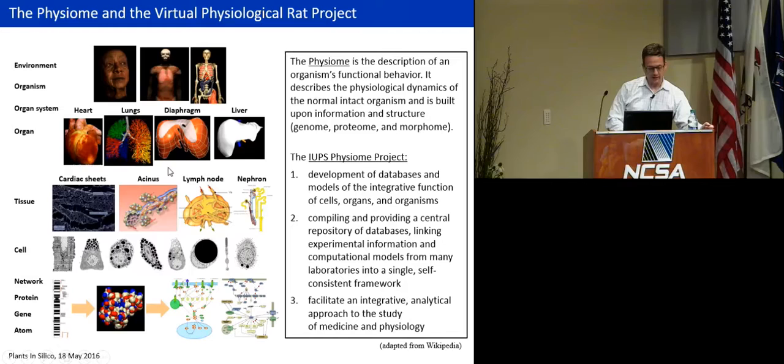Let me just read off of this slide here. The physiome is a description of an organism's functional behavior. We really think about mammals in particular. It describes the physical dynamics of the normal intact organism and is built upon information and structure: genome, protein, morphome. I think this is an incredibly difficult task, and it's not a task that has an endpoint. We're never going to be done with it.